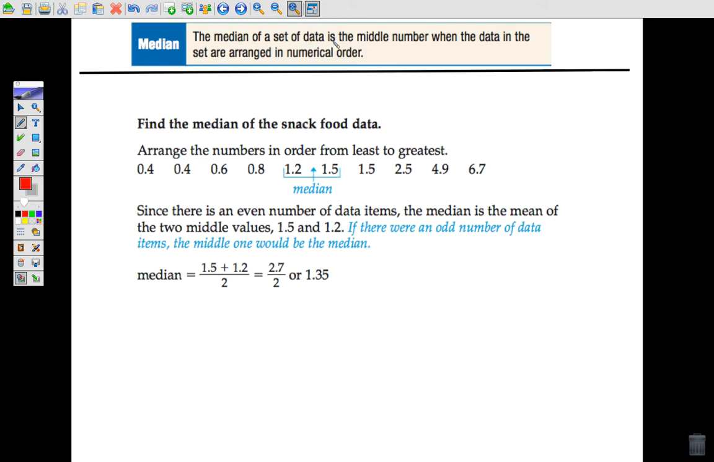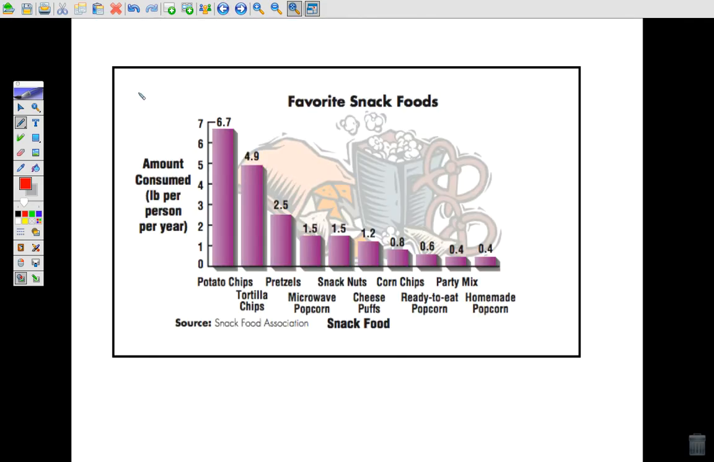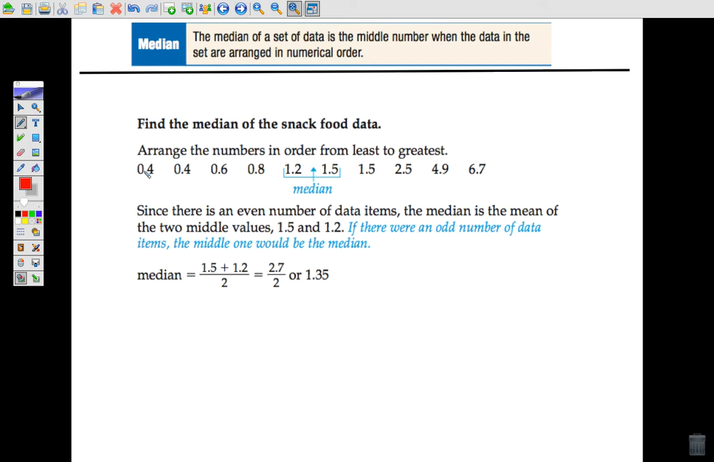Okay? Let's look at median. The median of the set of data is the middle number. Now, since it was already listed in order, you could have just left it right here and done it from the graph. But what we've done here is we've listed it from least to greatest. And typically what I like to do is if I make a mark like that, I'll make another one going in the opposite direction there, and I'm working my way to the middle.